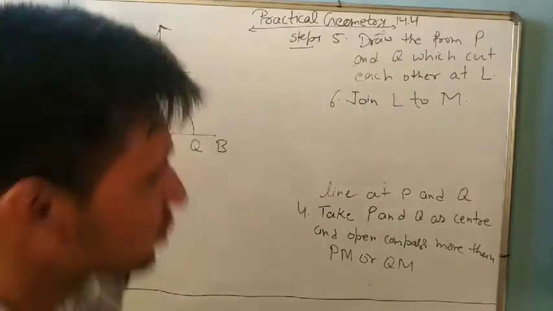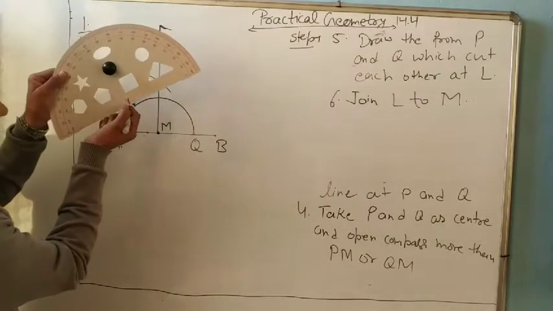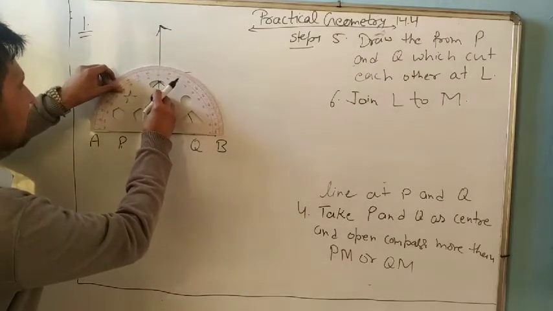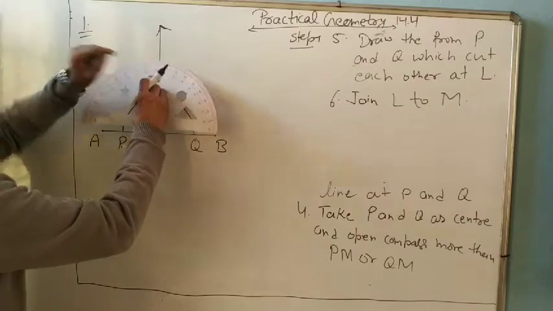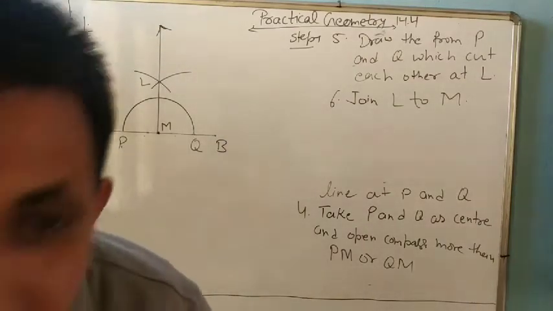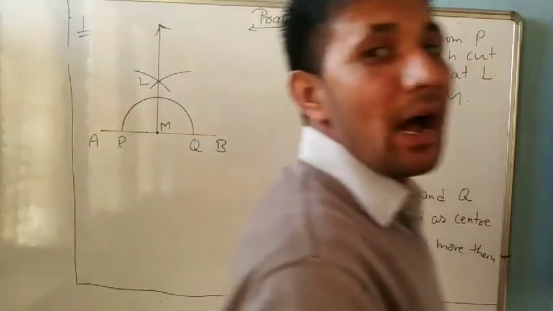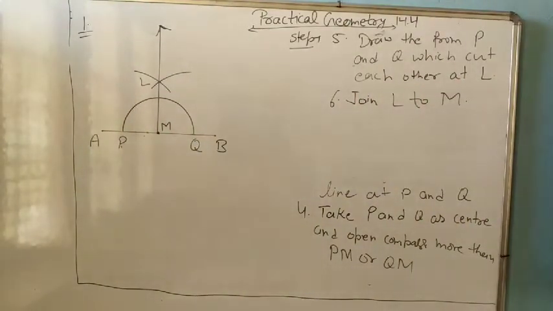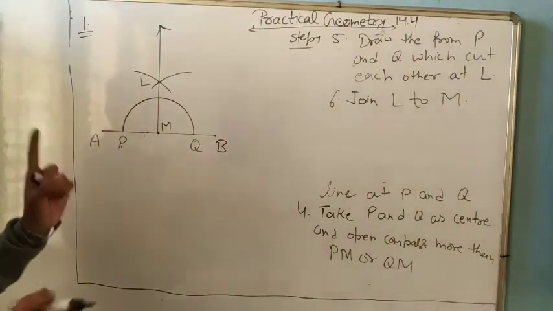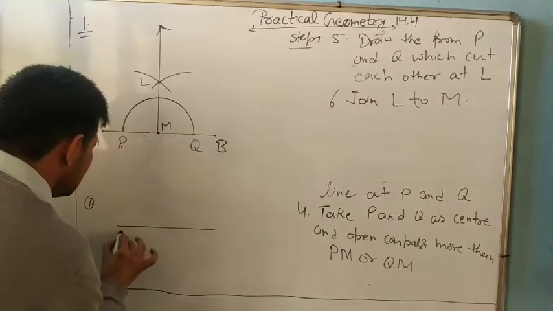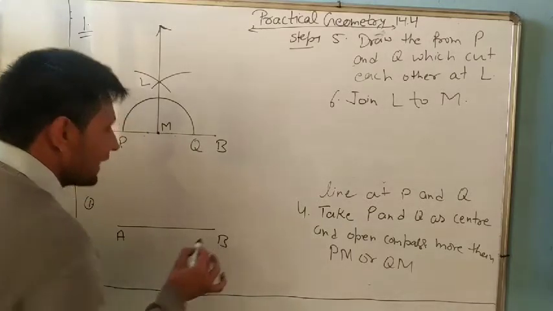You can check also. We will put the middle of the protractor at M and we can check. Perpendicular means 90 degrees. Is it 90? Yes. So our answer is right. Understand? So that is question number 1. Again, in short, I am telling you what we will do. In the question it is given that AB is any line.